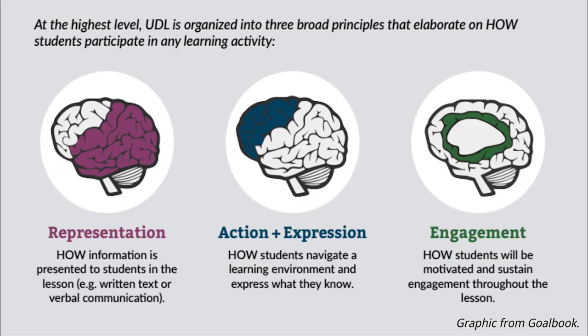UDL is known by its 3 principles: representation, action and expression, and engagement. Representation is how information is being presented to learners. So this is learners taking information in. Action and expression is how they're navigating a learning environment. So it's how they're expressing what they know. This can be in the form of writing, in the form of speech, dance, or other forms of communication. And finally, engagement. This has often been called the most critical piece. This deals with affective components of learning, with emotion. How is it that we are self-aware of our own learning abilities as well as collaborating and interacting with others?